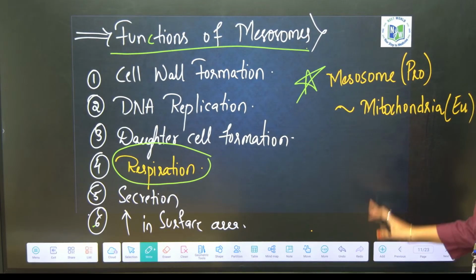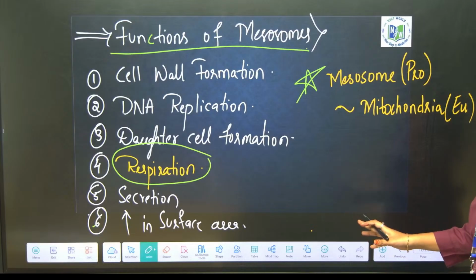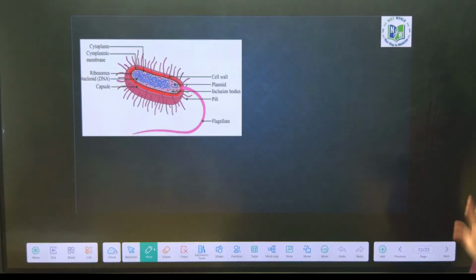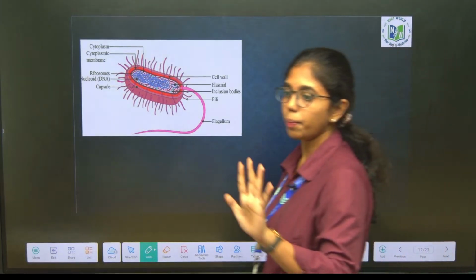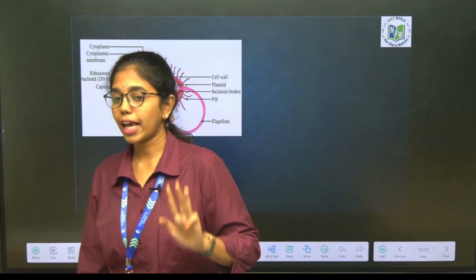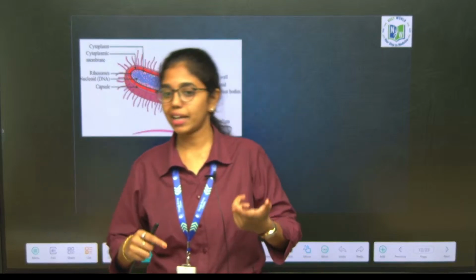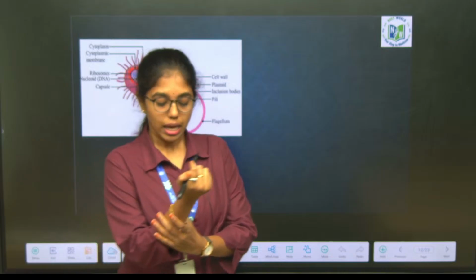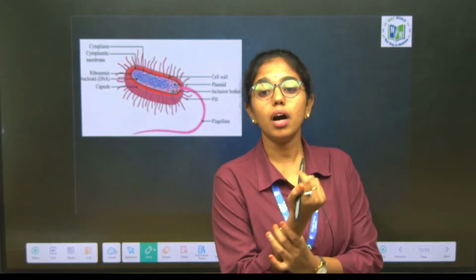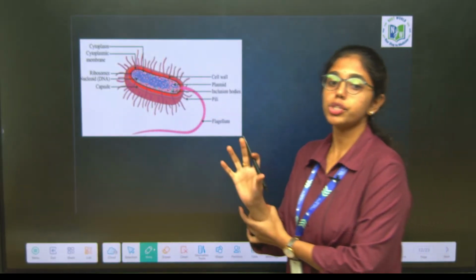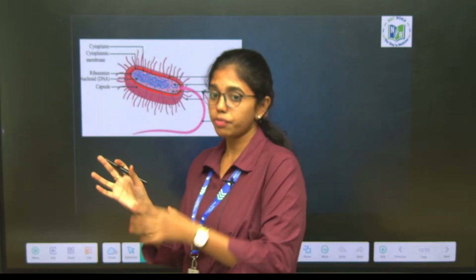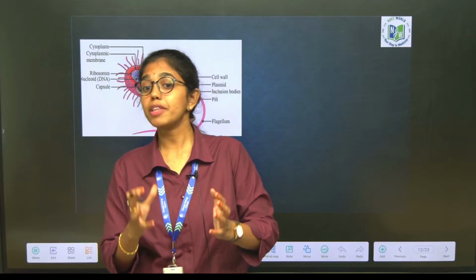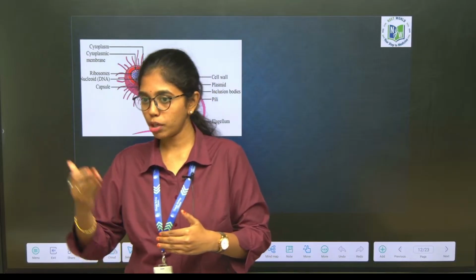Done with the functions of mesosomes? Any doubt anywhere? No, right? And then we will go to the cytoplasm. Now it is clear to you with respect to the cell envelope, the outermost layer is glycocalyx. It can be in the form of a slime layer or a capsule. If it is a slime layer, it helps the bacteria in prevention from loss of minerals and nutrients. If it is a capsule, it helps the bacteria hide from the host immune system.